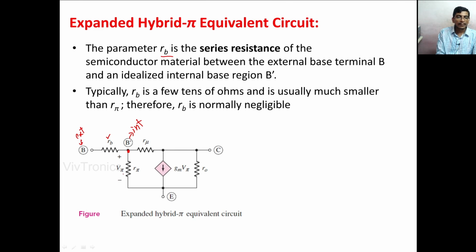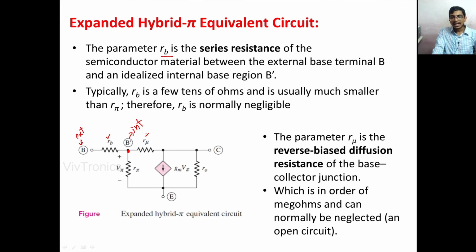One more extra component in the circuit is r mu. Here r mu is a parameter called the reverse bias or diffusion resistance, and the value of r mu is in the range of mega ohms, which means a very large value that can be replaced with an open circuit. Therefore, we can also neglect the value of r mu. This is the equivalent circuit of the expanded hybrid pi parameters. This circuit will be useful for very high frequency analysis.